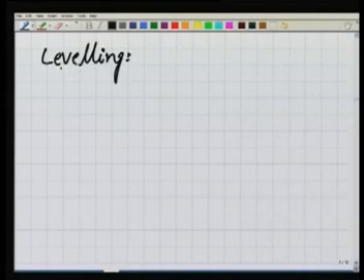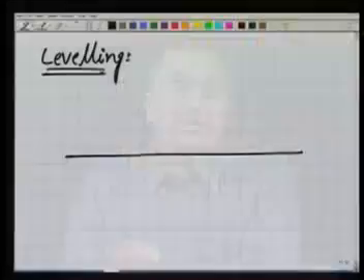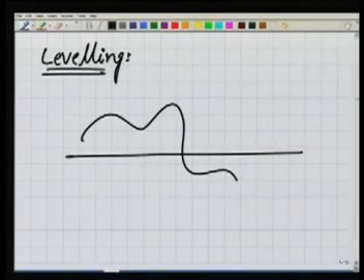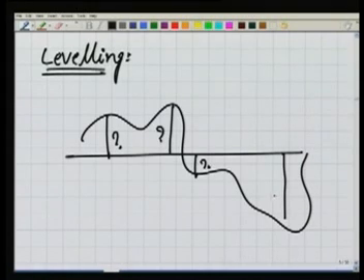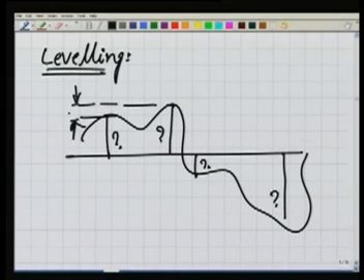Then another definition, now we come to the term leveling. What is the meaning of leveling? The meaning of leveling is that from a datum we are trying to determine the elevations or the reduced levels of points. What is the value of this? Or maybe we can also say we are trying to determine the relative level. The relative level means the difference between the RLs of these 2 points. We are trying to determine this relative level.